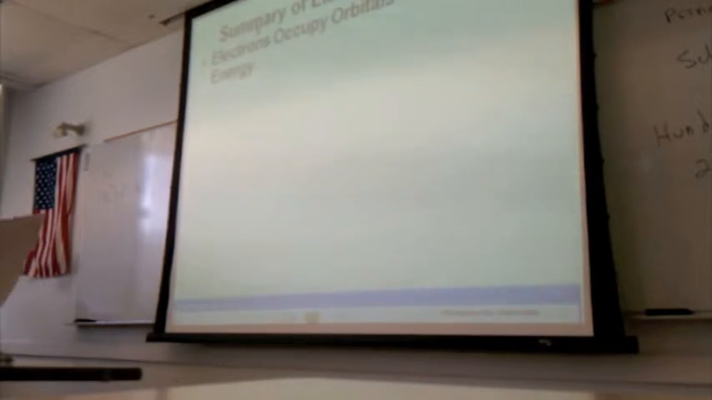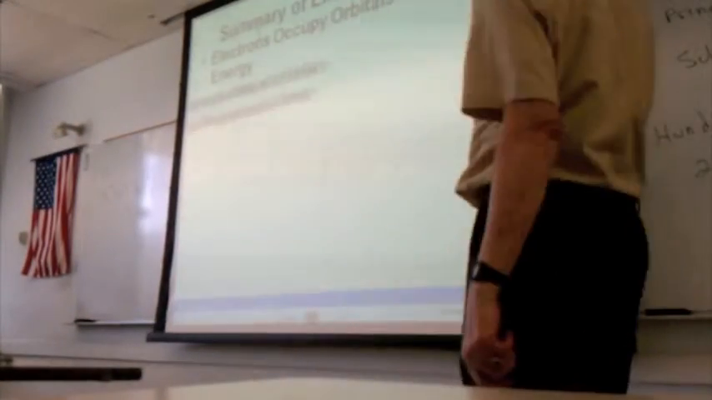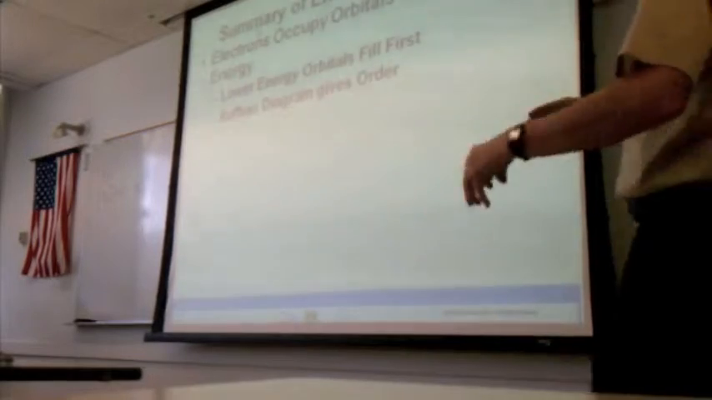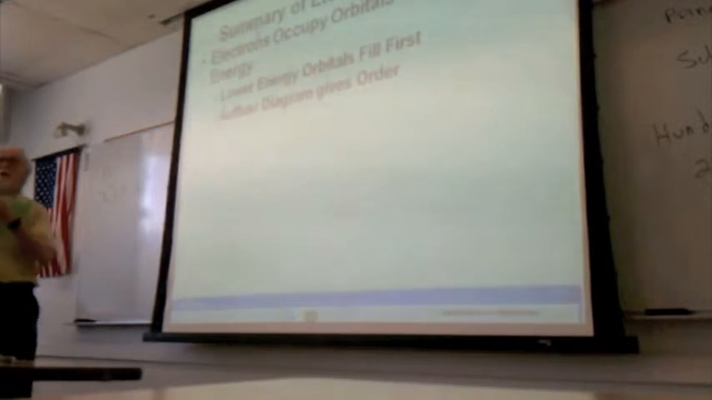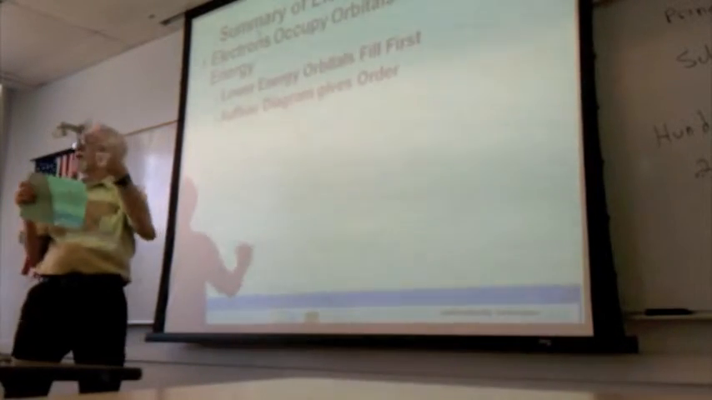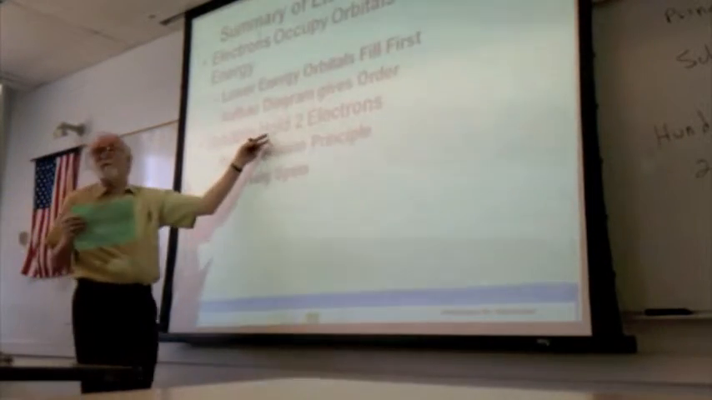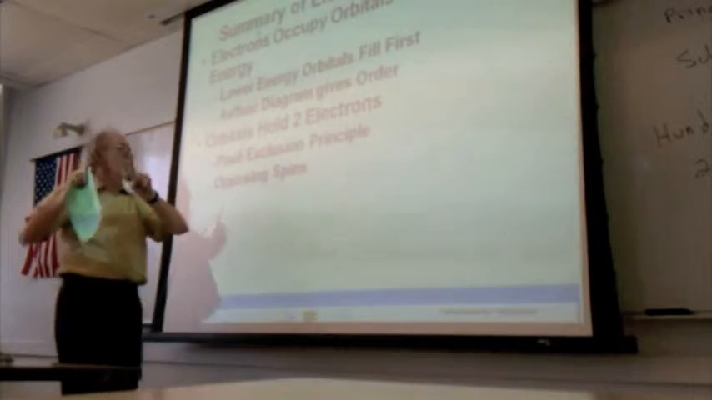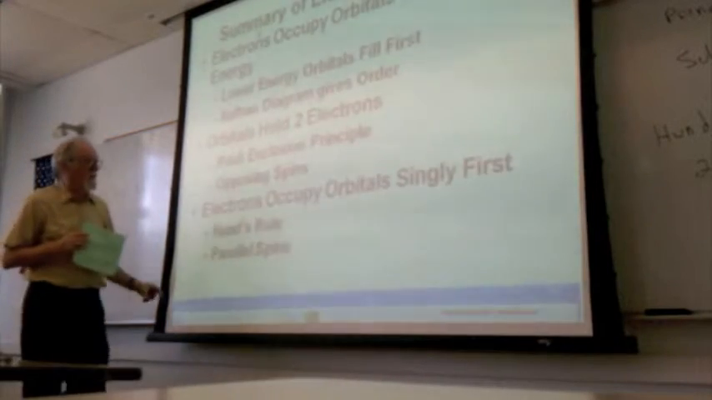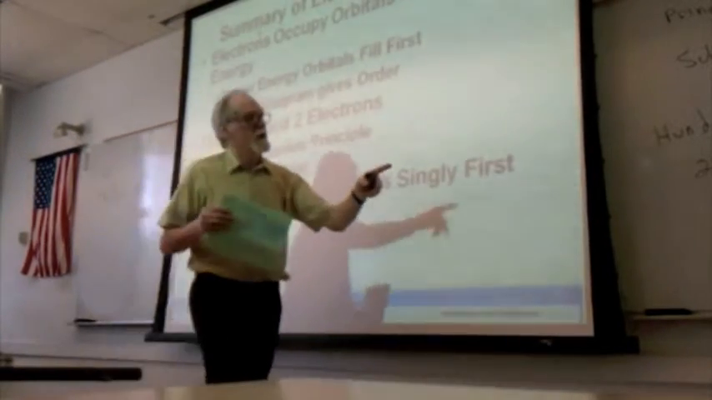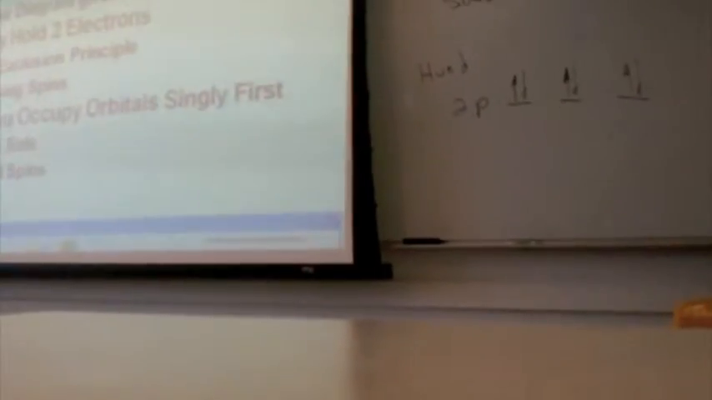Okay, so to summarize: electrons occupy these orbitals to minimize the energy. Lower energy, n equals 1, 2, gets filled first. The orbital diagram tells us the order, and we can use the periodic table: 1s, 2s, 2p. These orbitals hold 2 electrons with the arrows pointing in opposite directions. That's called the Pauli principle. And remember with the p's and the d's, you put one electron at a time, parallel. That's Hund's rule.